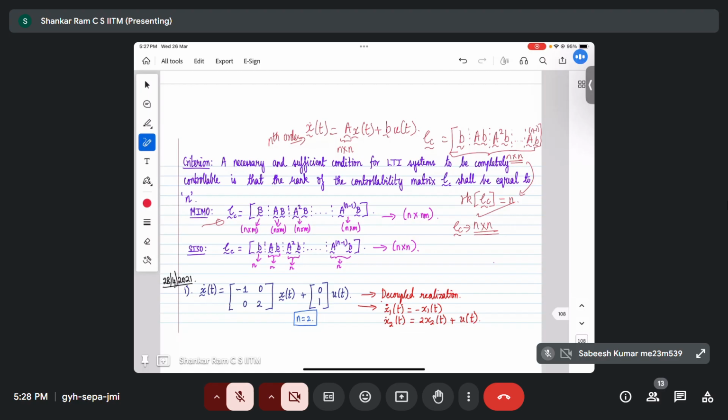You could infer that the rank is n by calculating the determinant of a square matrix and saying that it is not 0. But here is where the issue comes. Let's say we go for a MIMO system. The controllability matrix will be a non-square matrix. How do you calculate the determinant of that matrix? So I hope now it's clear why I prefer the rank criterion. Understood. Yeah.